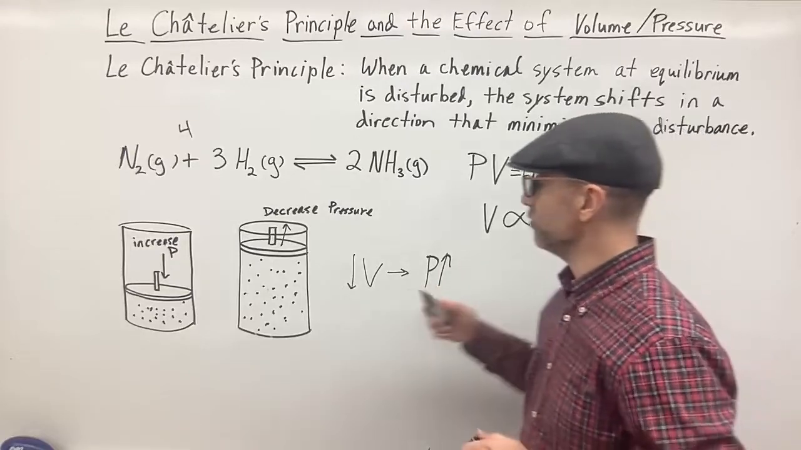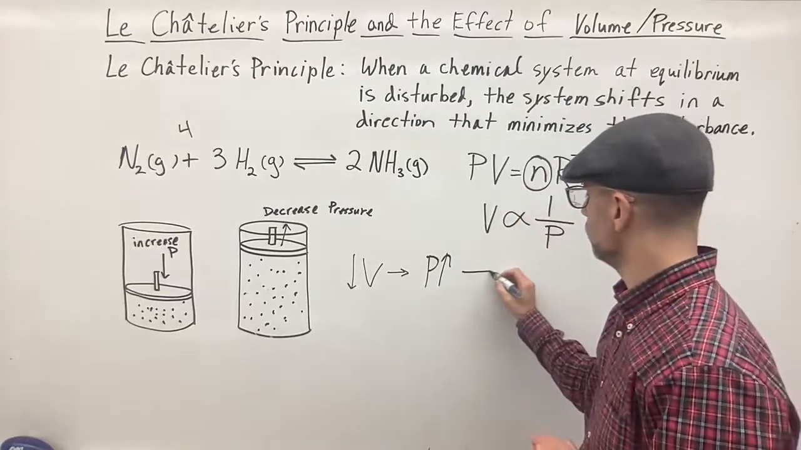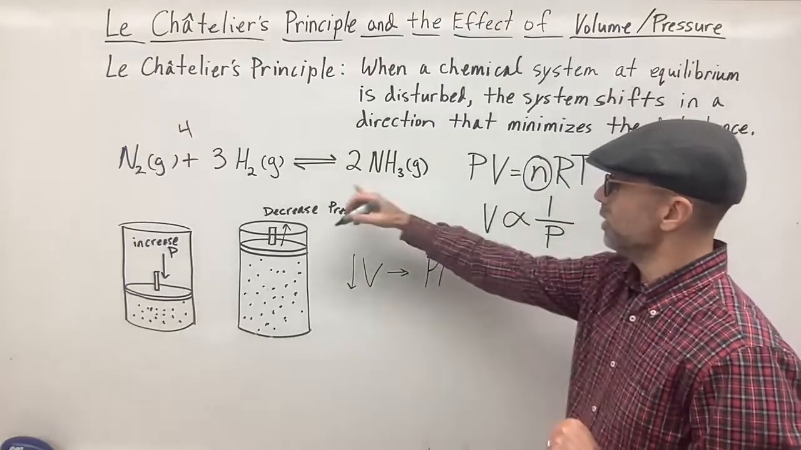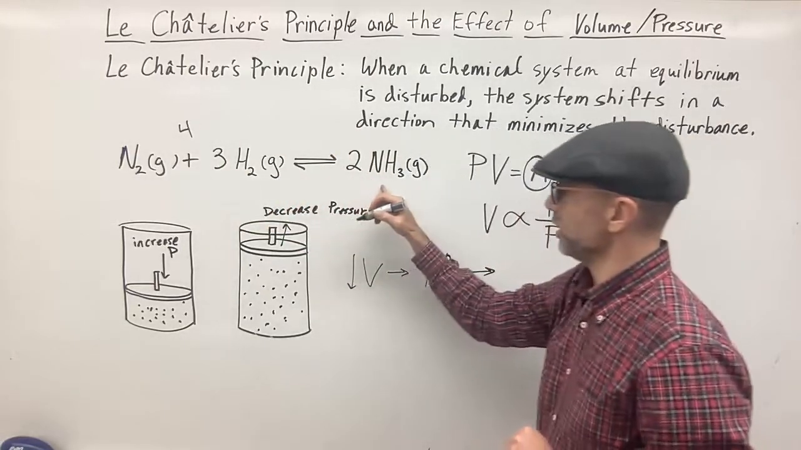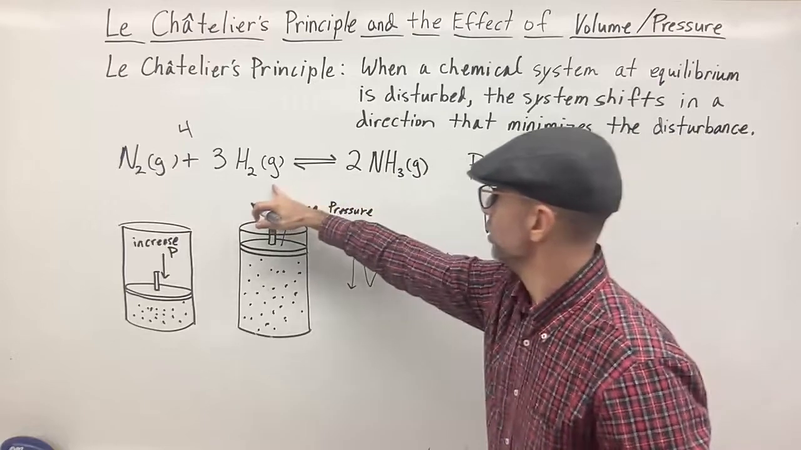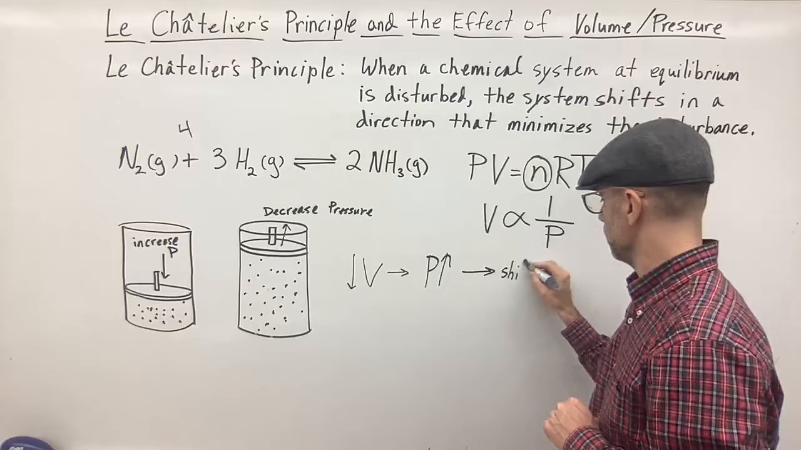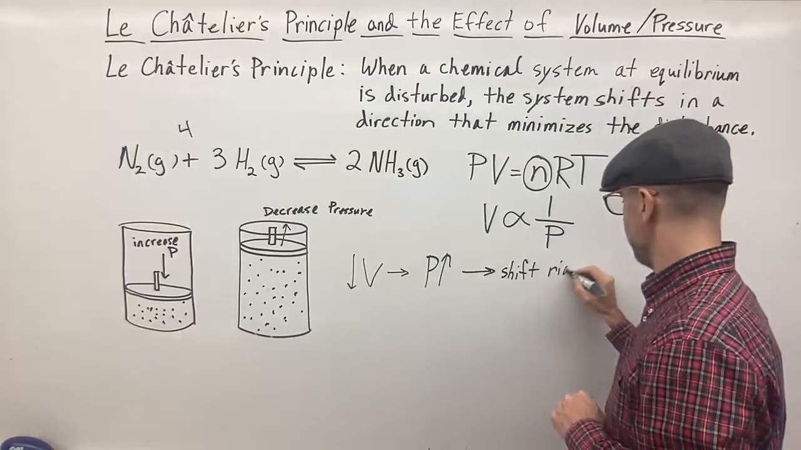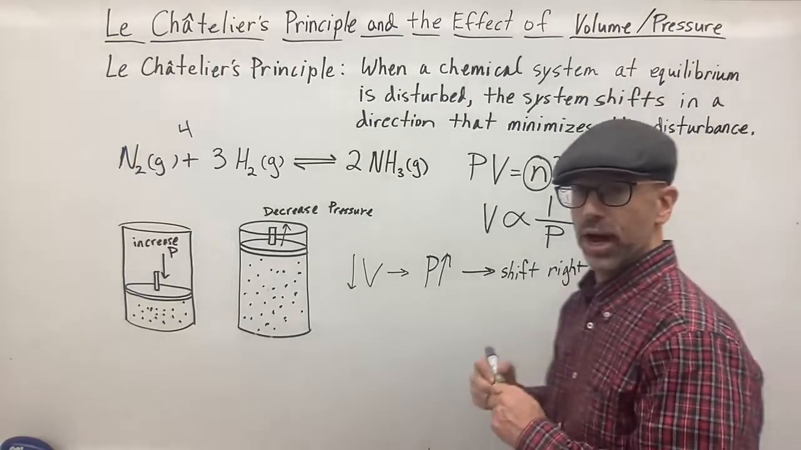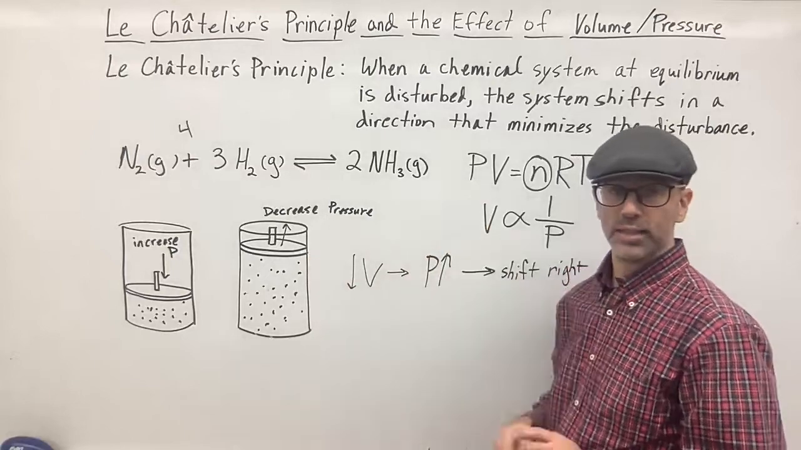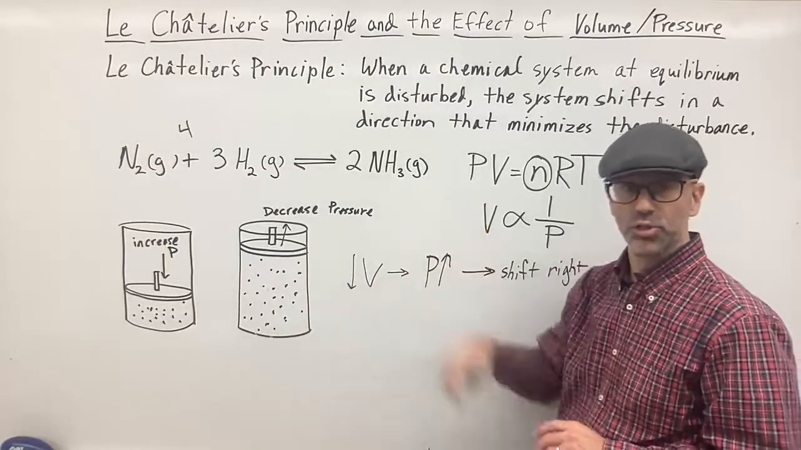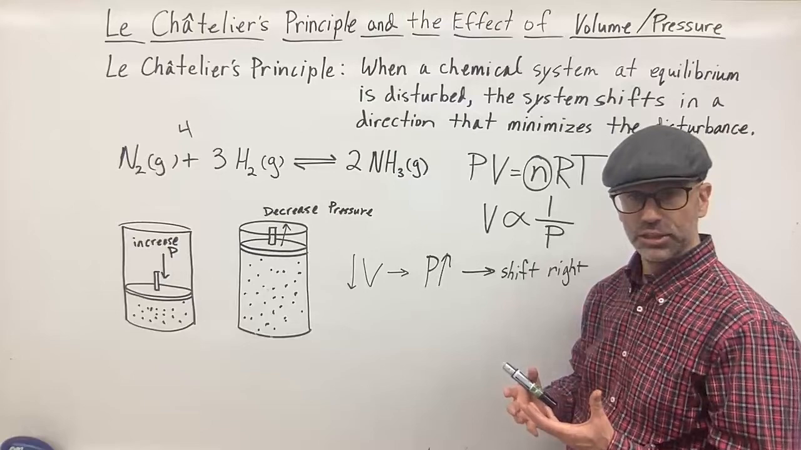And so in this case, for this particular reaction, it would shift towards the products. So it's going to shift right. It's going to shift right towards product. It's going to make more product in order to undo that increase in pressure.